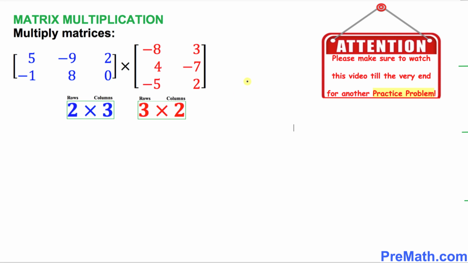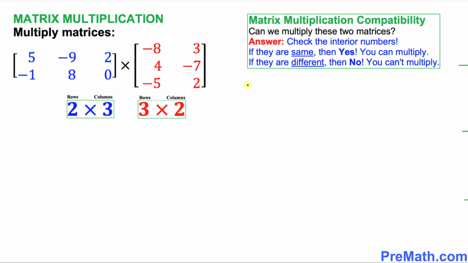In our very first step, we are going to check the matrix multiplication compatibility, since these two matrices have different rows and columns. In order to check whether we can multiply these two matrices, we are going to focus on the interior numbers, the inside numbers. As you can see, this 3 and this 3. Check yourself. Now you can see that these numbers are the same. That means yes, we can multiply them. As long as these numbers are the same, yes, we can multiply. If these numbers are different, we can't.